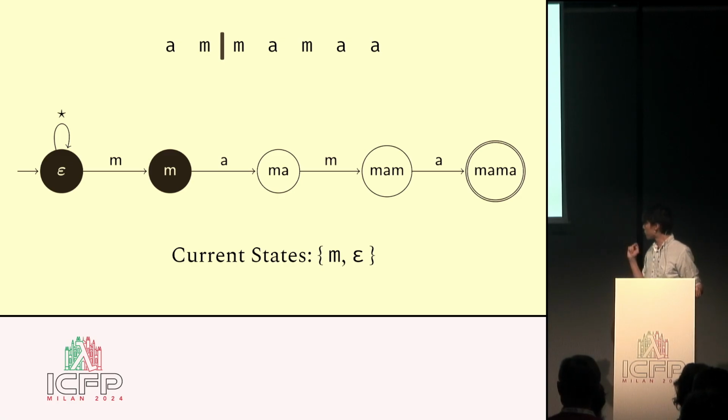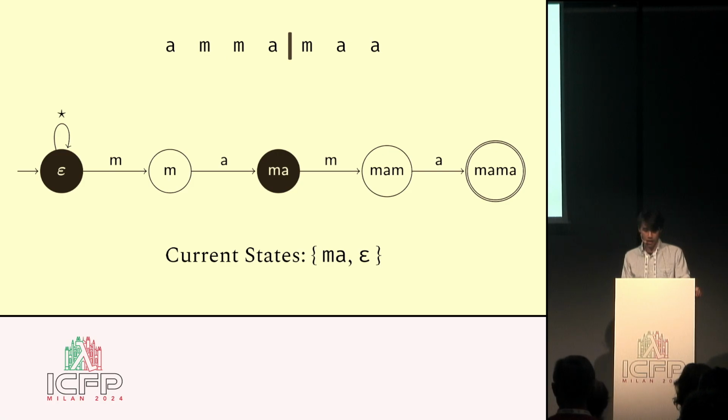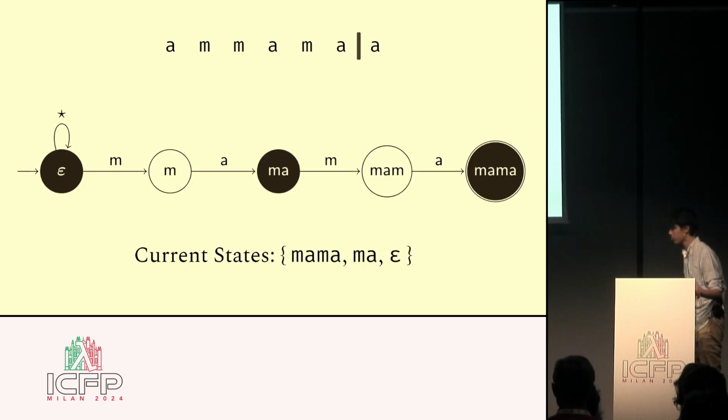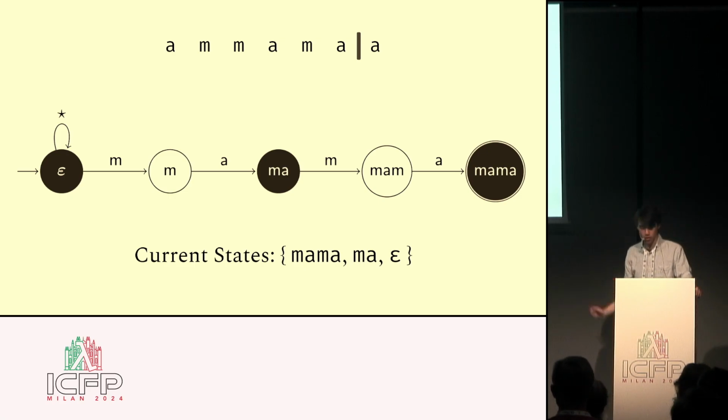And now we're at the point in the text where we're actually going to see this pattern. So we're going to see M, A, M, A. Okay? And so we end up in these sets of states in our NFA. And we're at the accepting state, so we know we saw the pattern at a specific point in time.